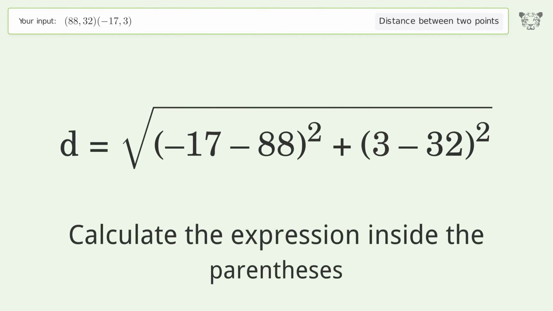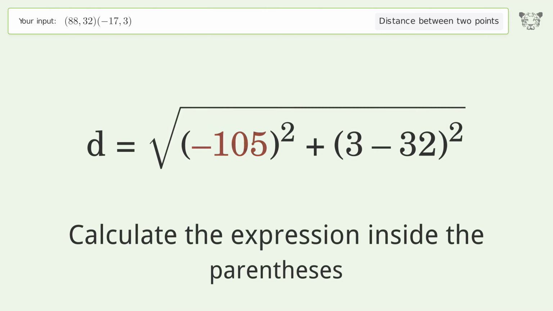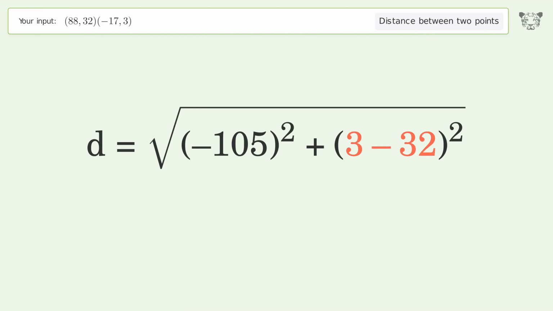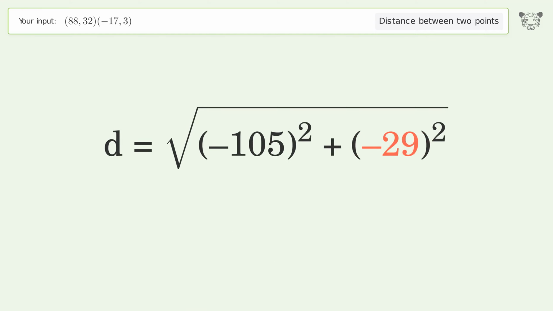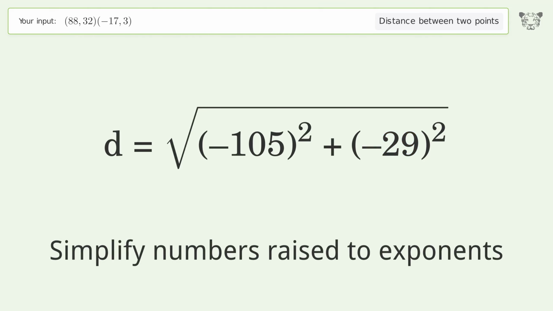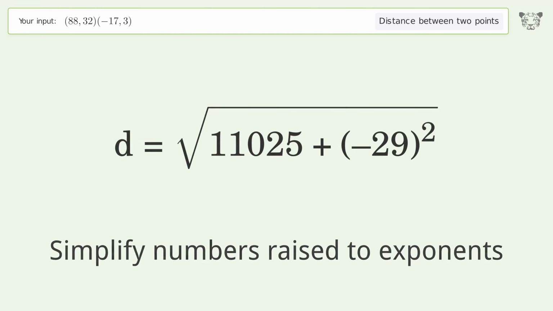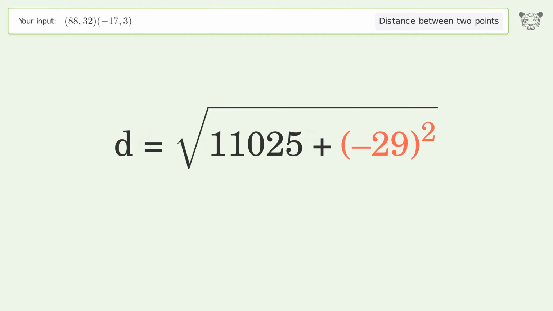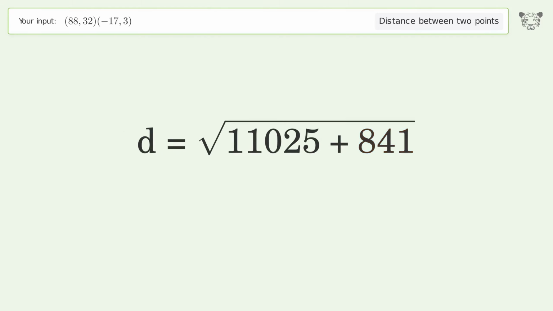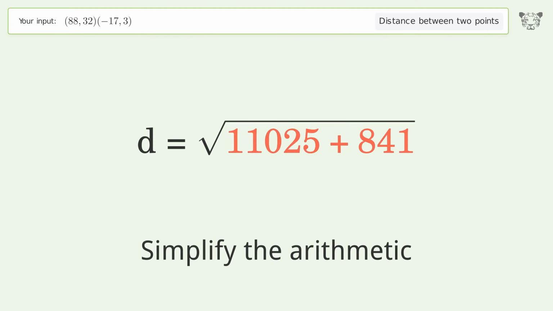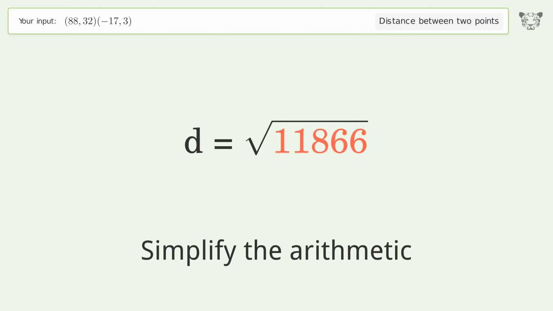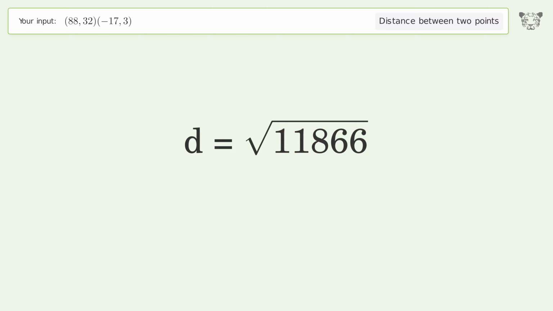Calculate the expression inside the parentheses. Simplify numbers raised to exponents. Simplify the arithmetic. And so the distance between the 2 points is the square root of 11,866, or 108.931.